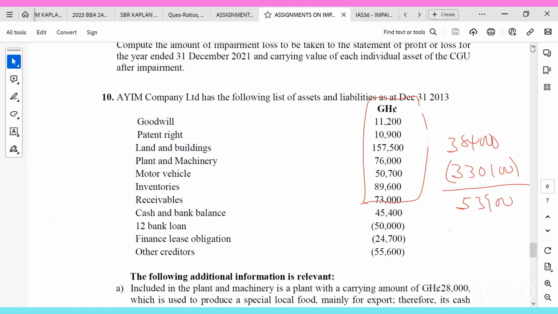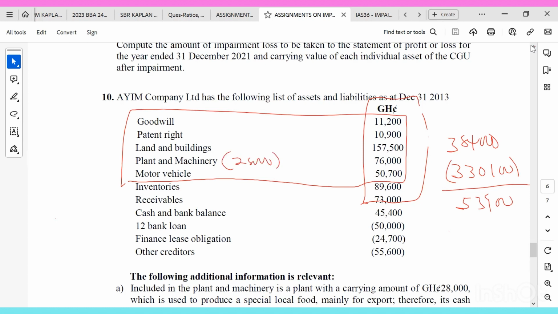53,900. Okay. This 53,900 has to be apportioned to the non-current assets. But before you apportion, you have to know that there is a machinery over here, which is 28,000. It has not been impaired. So if you are sharing the impairment, you are not going to use the 76,000, because out of the 76,000, there are 28,000 which is not impaired. So what you are going to use over here will be 48,000. So 48,000 of the value is going to be impaired, because we have a machinery here, which is 28,000, that we have done an impairment test on. It has not been impaired. So that particular value should be taken from the 76,000 before you share your impairment loss.